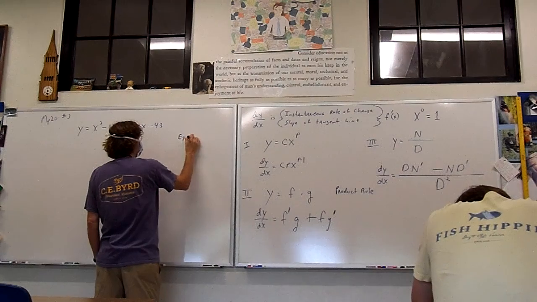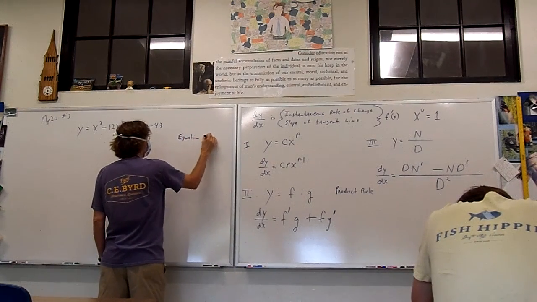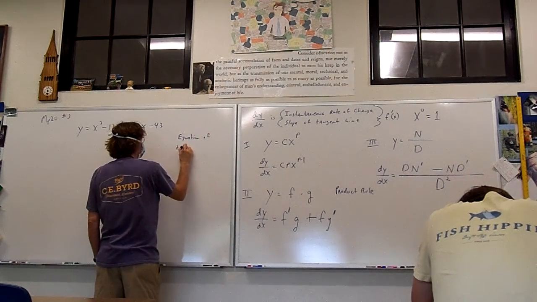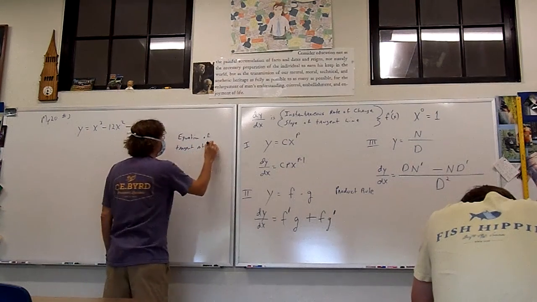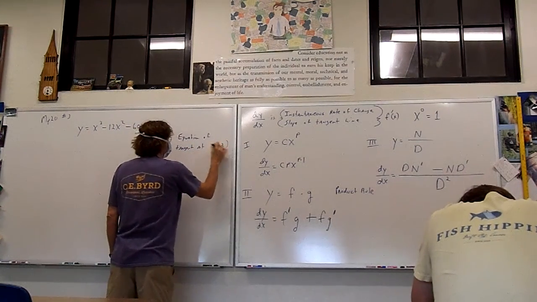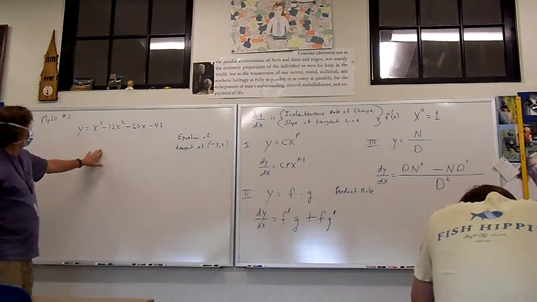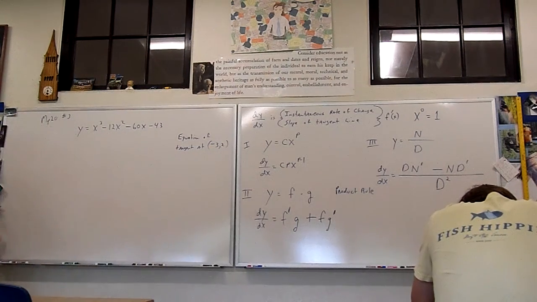Equation of tangent at negative 3, 2. In other words, on this graph, if you were to graph this, which I'm not going to do, but if you were to graph that, negative 3, 2 is a point on that curve, and we want to know what the slope of the tangent is, and then what is the equation of the tangent.